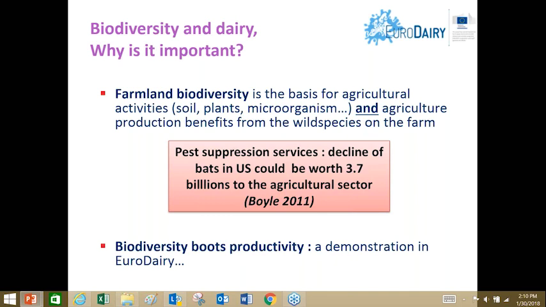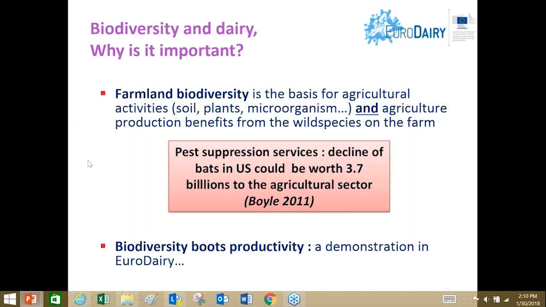I want to illustrate that with an example in the US that you can see here, where they had a decline of the bats, and they calculated that it could be worth 3.7 billion to the agricultural sector, just because, in fact, bats during the night eat all the insects that can damage the crops. And because of the decline of the bats, the farmers had to buy pesticide, and it costs a lot of money. That is just an example of how agricultural production benefits from the wild species on farm.